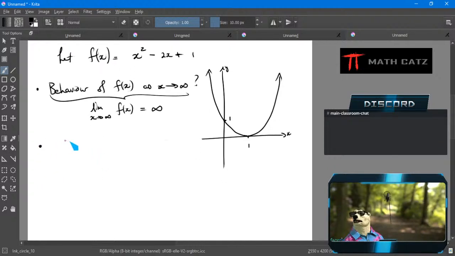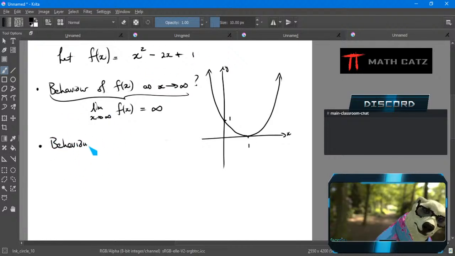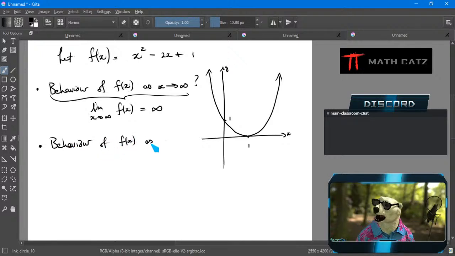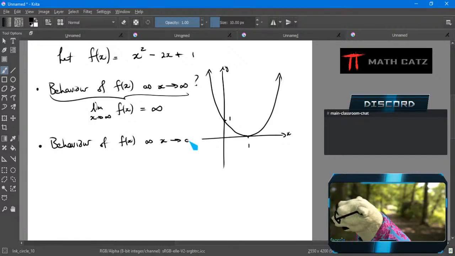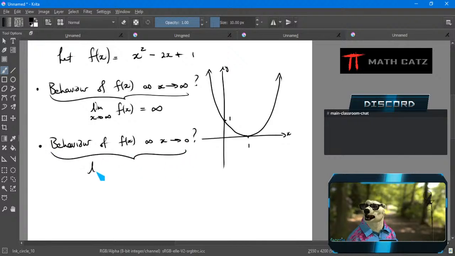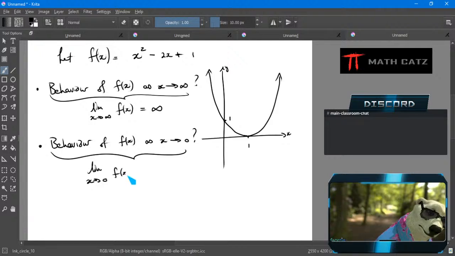Let's suppose we don't know the graph. We don't know the function. We might ask, how does this function behave as x gets close to 0? Maybe I want to know that. And then we could rephrase that by saying it's the limit as x approaches 0 of my function. Of course, what the function is is the deciding factor for what the answer is.